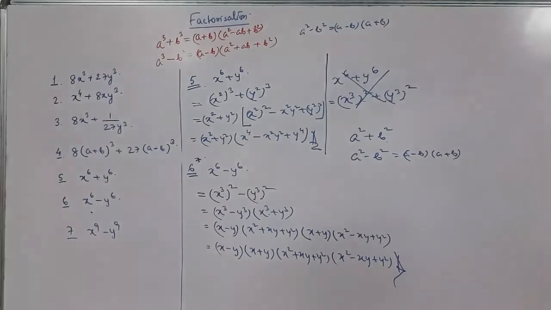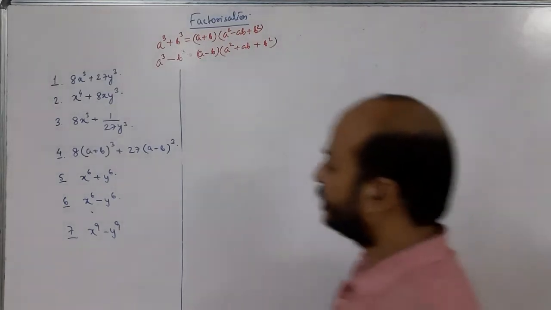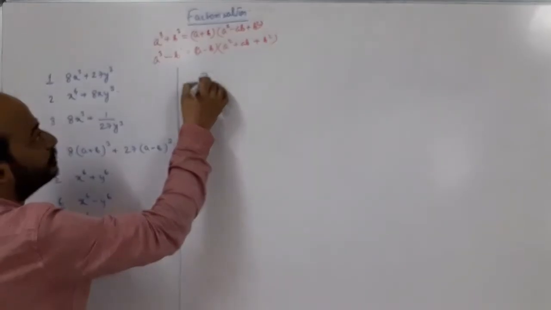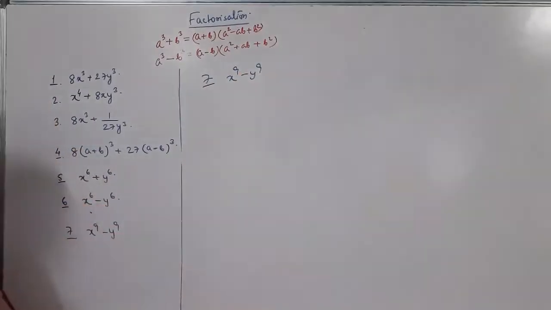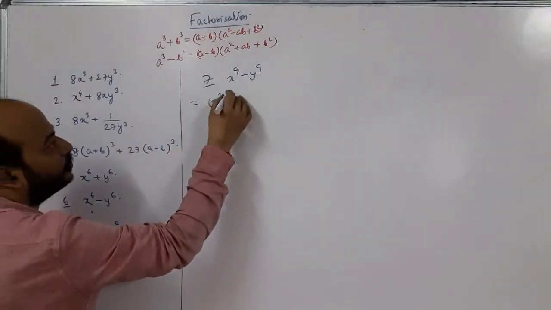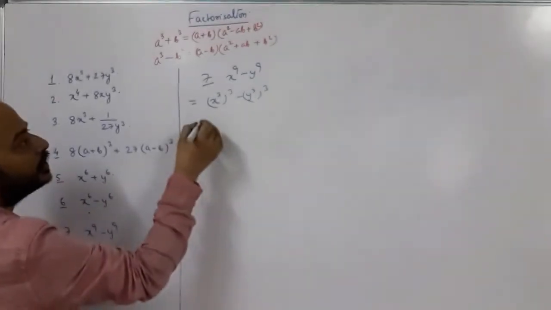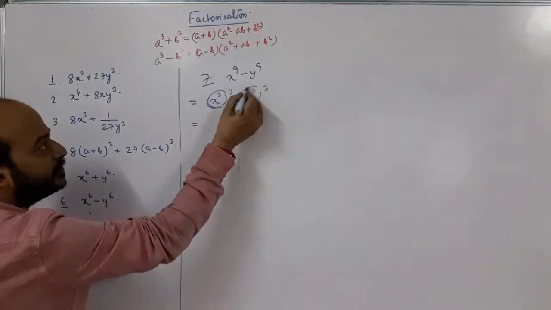Okay, understand? Okay, now the next sum, that's x9 minus y9. Here we can break this one as x cube whole cube minus y cube whole cube, and then a cube minus b cube. So a means this and b means this.